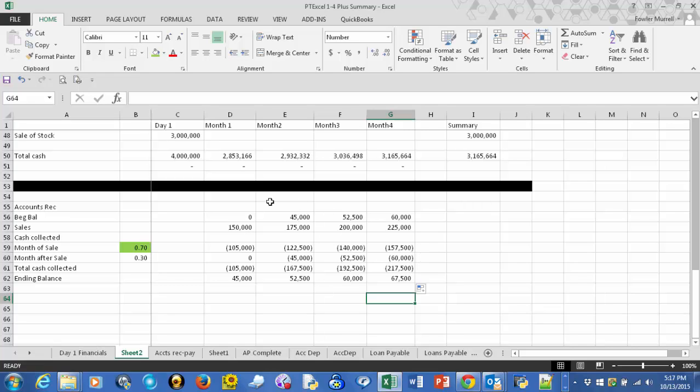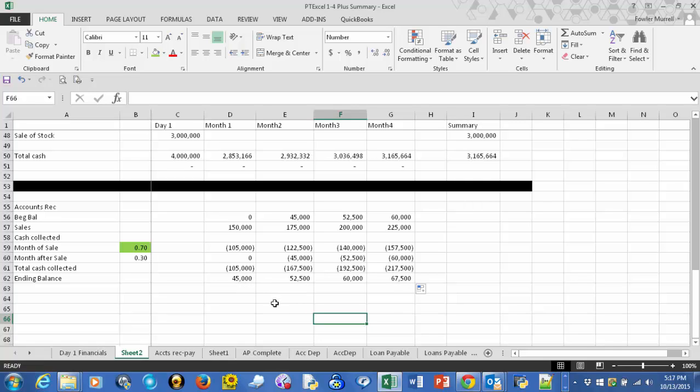Now, we have the table. There are no summaries for the table. The tables are the tables. This is the easy part. Making the table is the easy part. The difficulties come when we try to integrate this into the financial statements. This ending balance is what goes into the financial statement. What we're saying is that this $45,000, this $52,500, these numbers are the balance in accounts receivable.